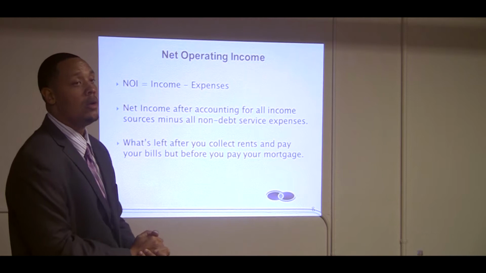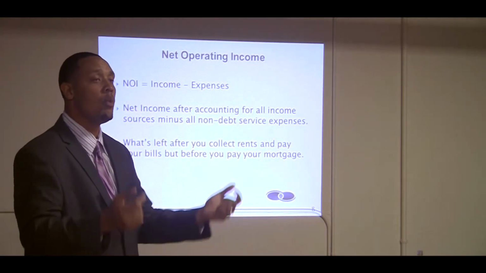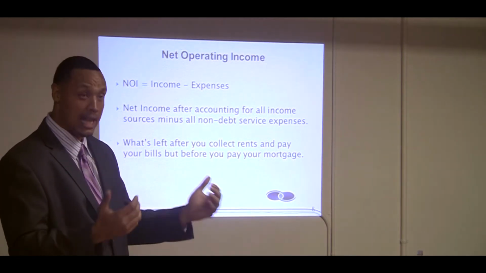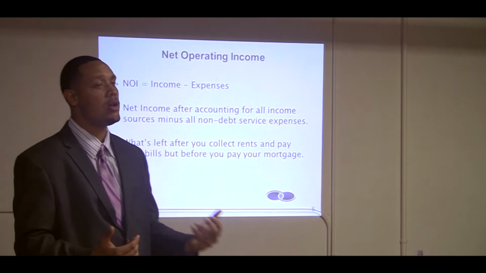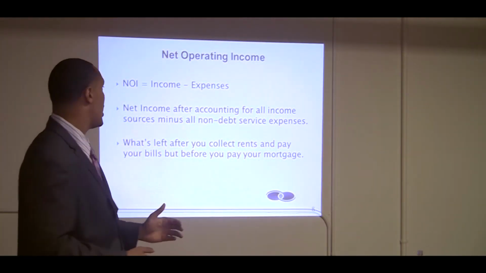All right, now, this is probably the most important line item, the most important thing. When we're evaluating apartments, we need to figure out what the NOI is, net operating income. This is our bread and butter. This is the lifeblood of the business. This is what makes everything tick, okay?